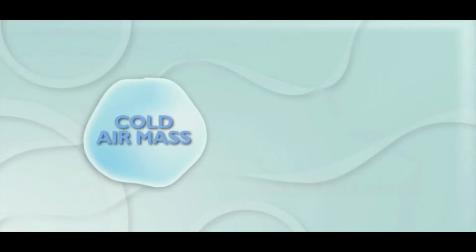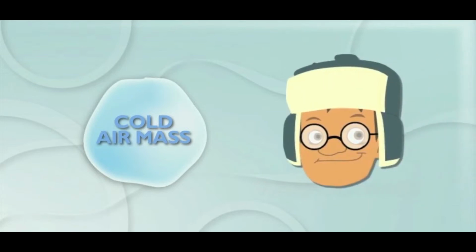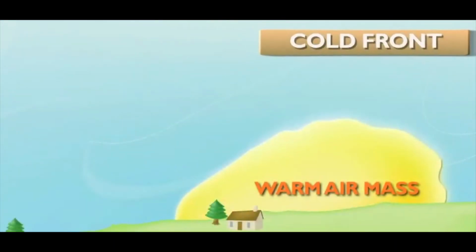Let's say the snowball was a cold air mass and you were a warm air mass. When you both clashed together, a front was made and the ball burst. It snowed. Oh, that's kind of cool. Yeah, this snowstorm is a result of a cold front.